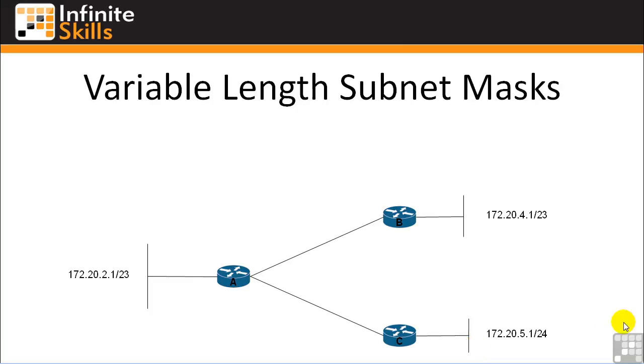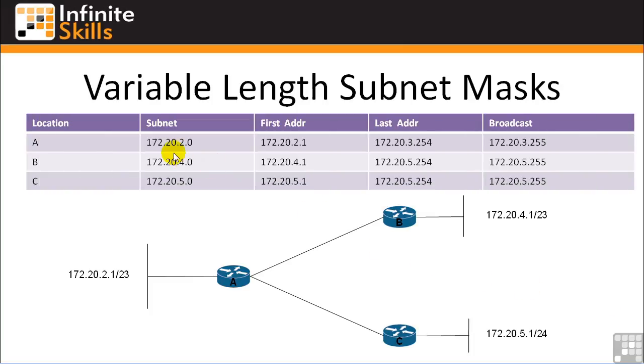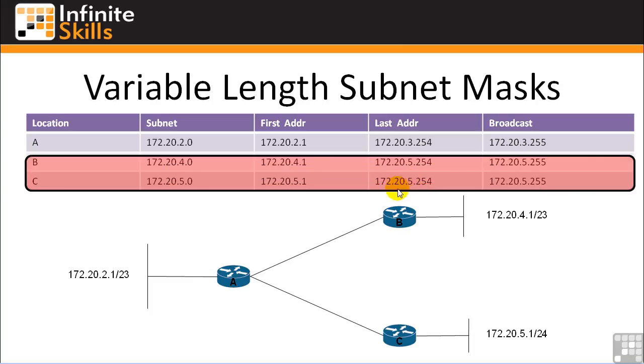If you're going to examine routing, the first thing you'll want to do is lay out all of the networks as configured across your network. So location A has subnet 172.20.2.0/23. Its first address is 2.1. The last address is 3.254. There's the broadcast address. Location B has 20.4.0. Its first address is 4.1. Its last address is 5.254. There's the broadcast. Location C has 5. Wait a minute. These two locations overlap. That's what we mean by a network overlap.